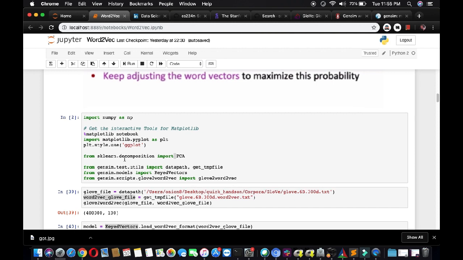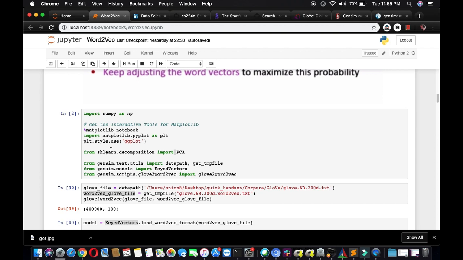We can also use the style use, and then sklearn, which you all must be aware of, is a machine learning library. And then we are using PCA. So what PCA does basically is dimensionality reduction.